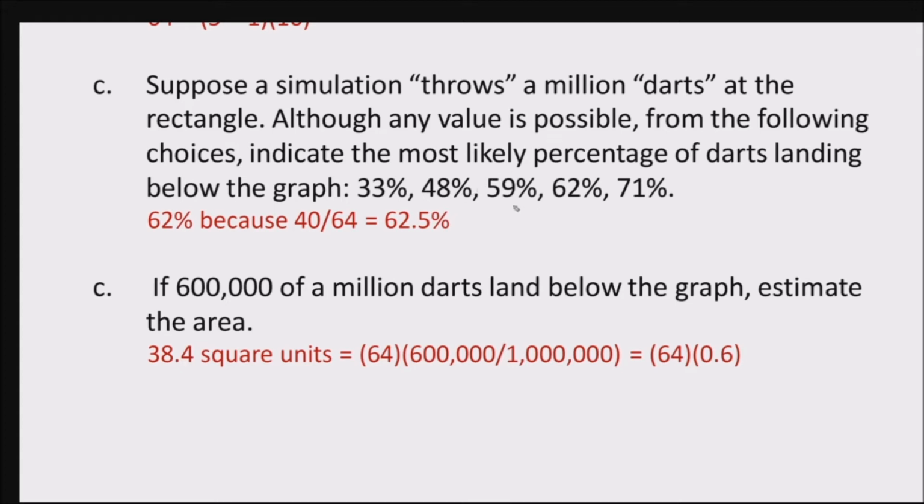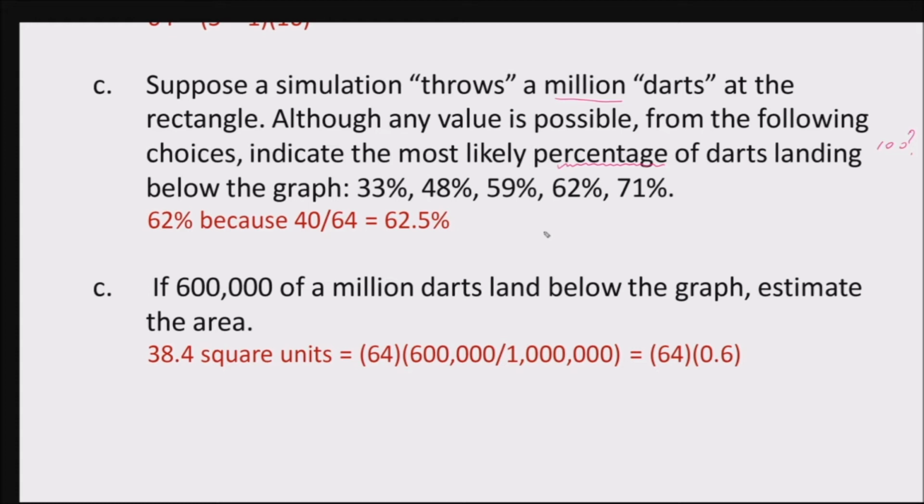Suppose that you throw a million darts at the rectangle. This is what is actually confusing about this question. Although any value is possible from the throwing, the choice indicates the most likely percentage of darts landing below the graph. So it's asking for the percentage. What does percentage mean? Percentage means out of 100, how many there are going to be. So instead of a million, what if it is 100? How many is it going to be? That's what they're asking.